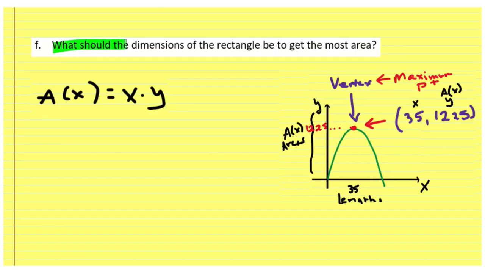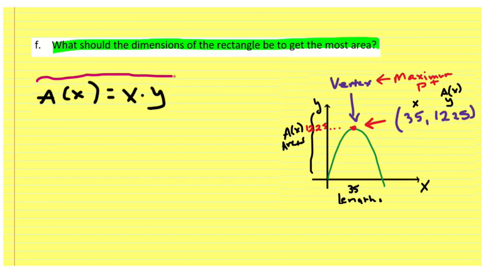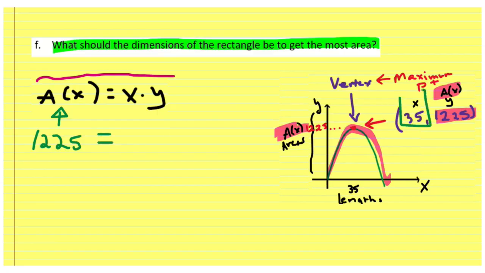Okay, our final question says, what should the dimensions of the rectangle be to get the most area? To answer this question, we're going to go back to our original simple area function. We have determined that the total maximum area, the function A of x for our parabola, was equal to 1,225. That's the total. So we're going to plug in 1,225 to represent our function value for our quadratic function. And then we're going to plug in for the x, the 35 that we came up with as well.